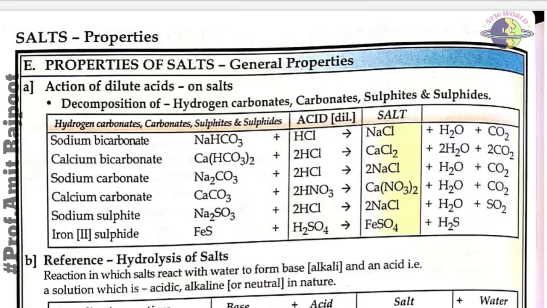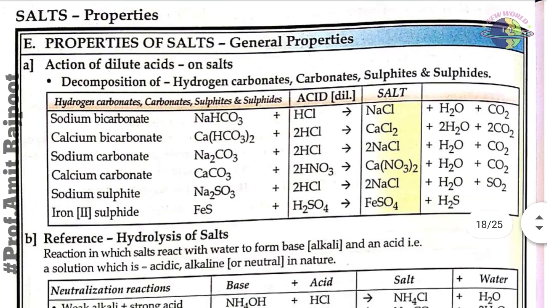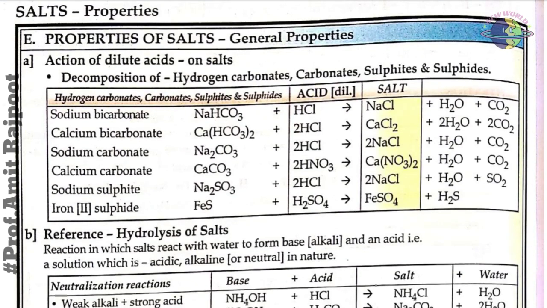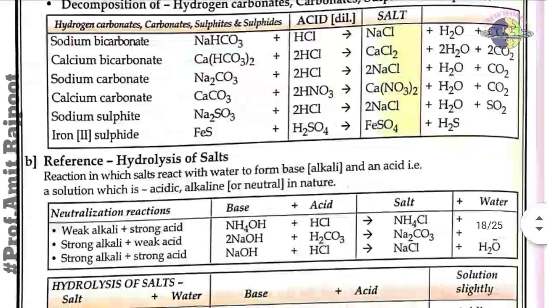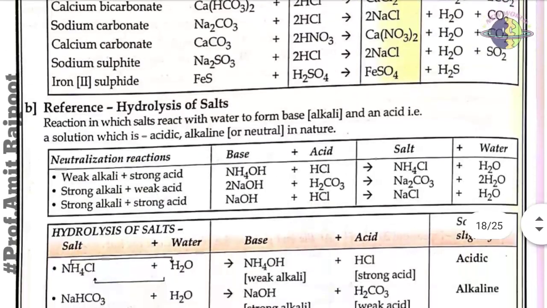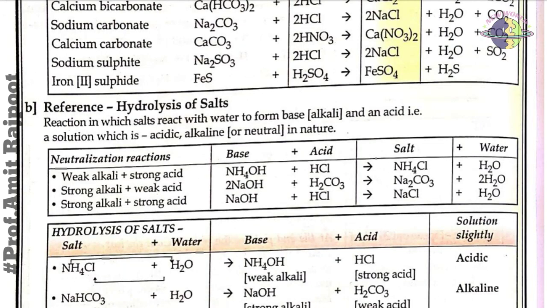Next, we are on the properties of salt, in which the very first is action of dilute acids. Dilute acids combine with sodium bicarbonate, calcium bicarbonate, we can say hydrogen carbonates, or carbonates and sulfides, and will give out salt and H2O plus CO2. With reference to hydrolysis of salts, you can break down a salt and you will obtain acid and base.